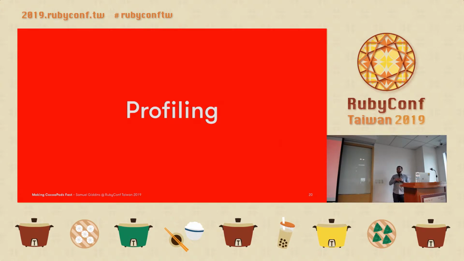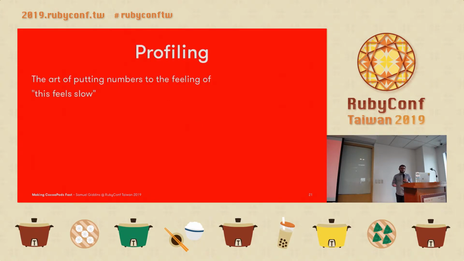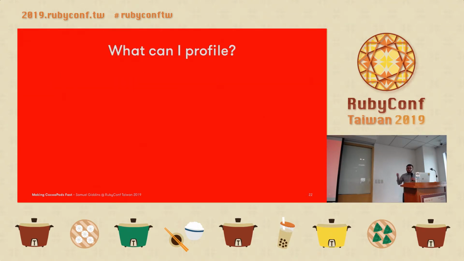This brings us to profiling, and I came up with my own definition of profiling, which is that it's the art of putting numbers to the feeling of this feels slow. It's going from, I want to rant on Twitter, to, I actually want to fix the problem. So, okay, great, profiling. I should probably do that because Sam's talking about it and it's on a slide. So what can I profile?